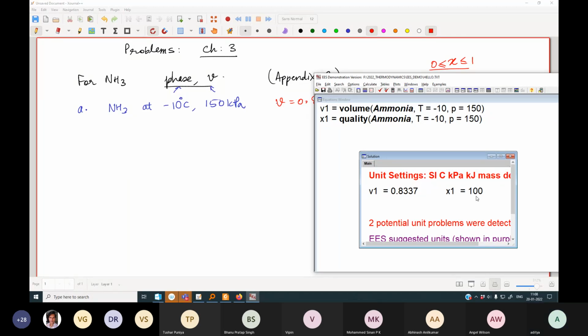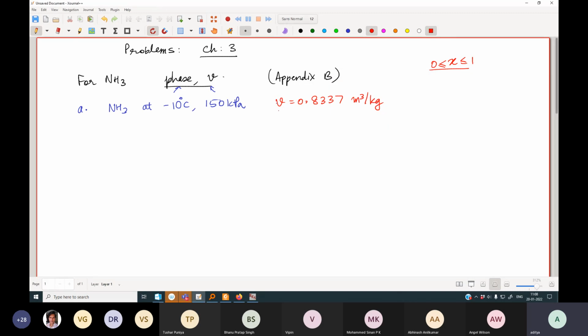Okay, is that clear, whatever I just said? Yes, sir. So we get x1 equal to 100, so we will conclude that this is superheated vapor. Okay, so this should be clear.